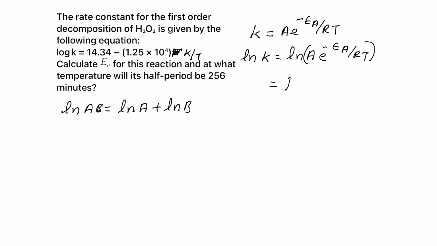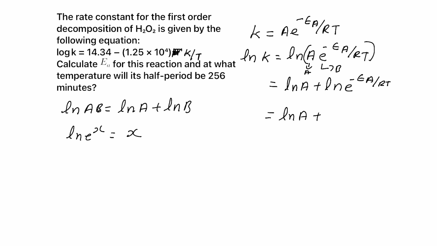Log AB is what? Log A plus log B. So here, this is A and this is B. So log A plus log e raised to minus Ea by RT. Now again another rule: log e raised to X is what? X. So what is X? Minus Ea by RT. So you can write it like minus Ea by RT. Got it right? Now you can simplify: ln K is equal to ln A minus Ea by RT.